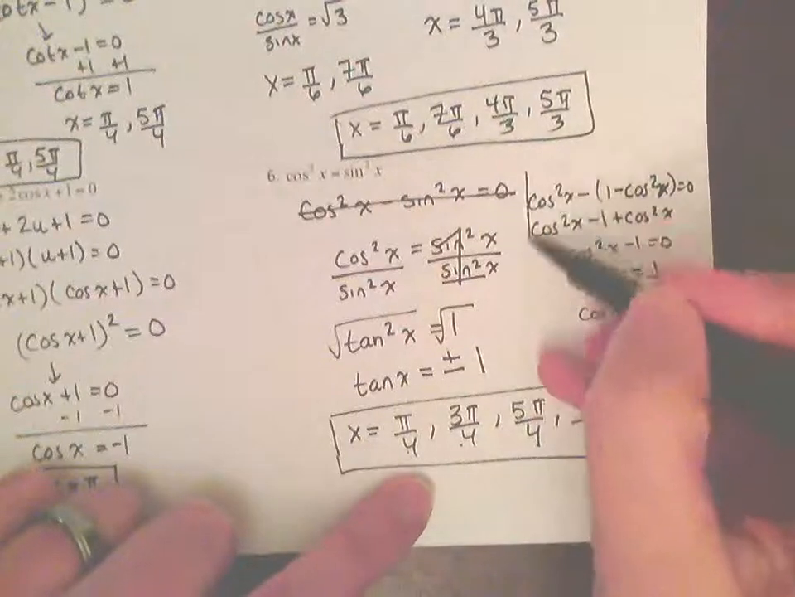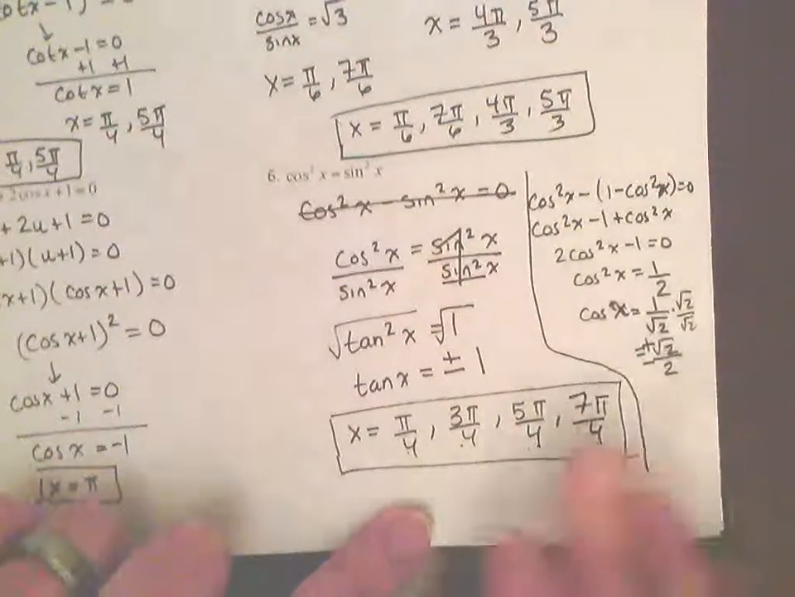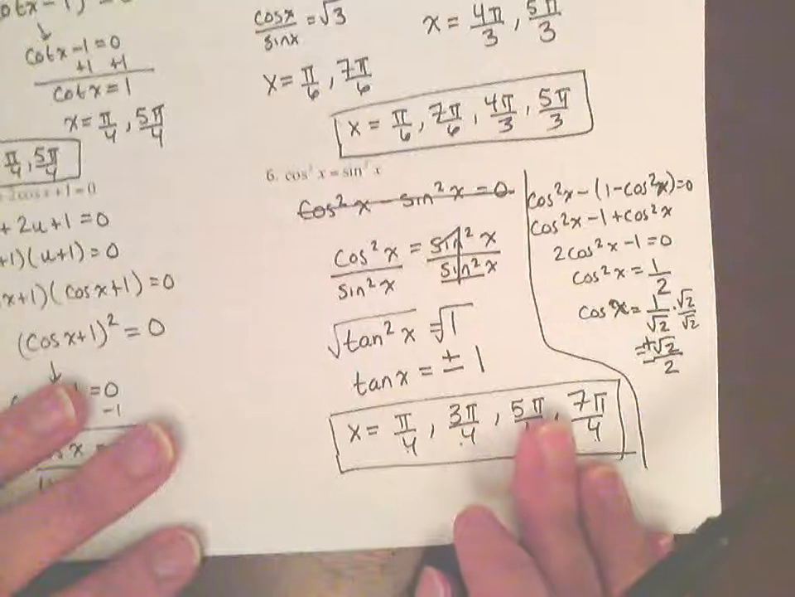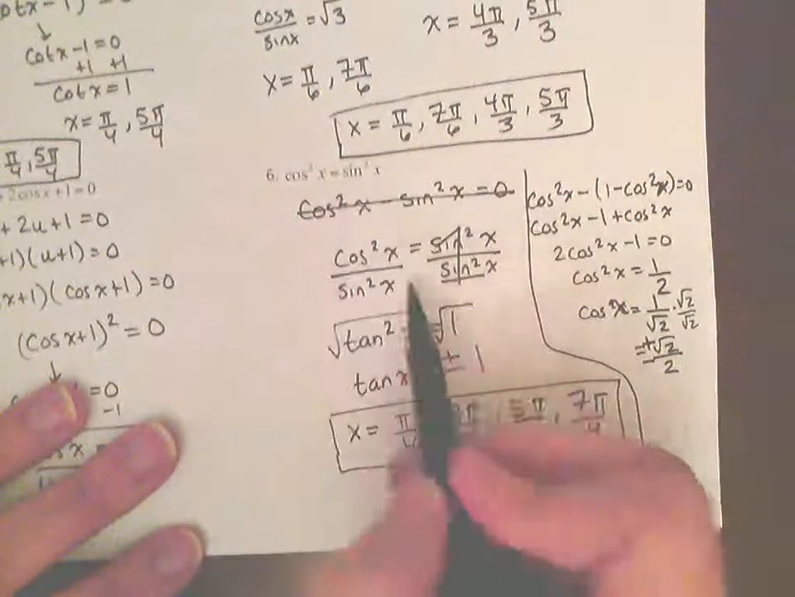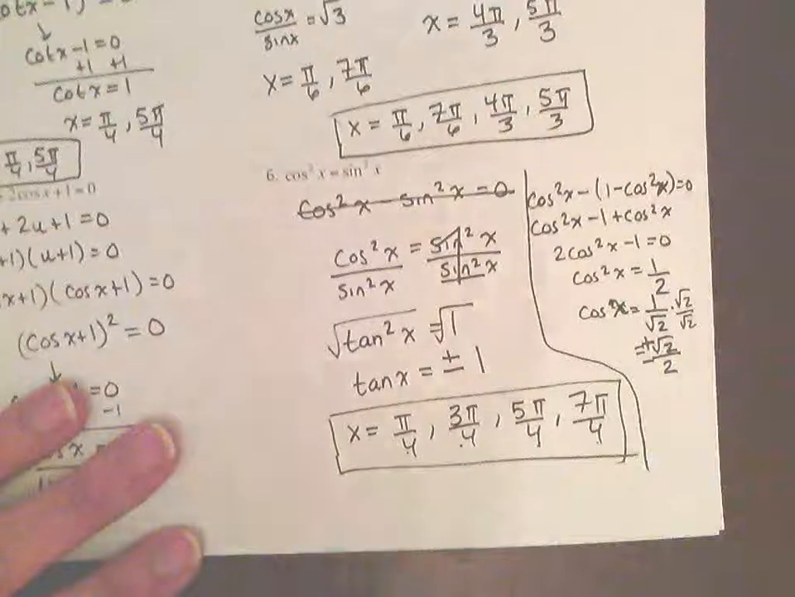So this was like two ways to solve one problem. One way I just used straight up math, and the other way I used a trig identity. Alright, so pretty straightforward section.